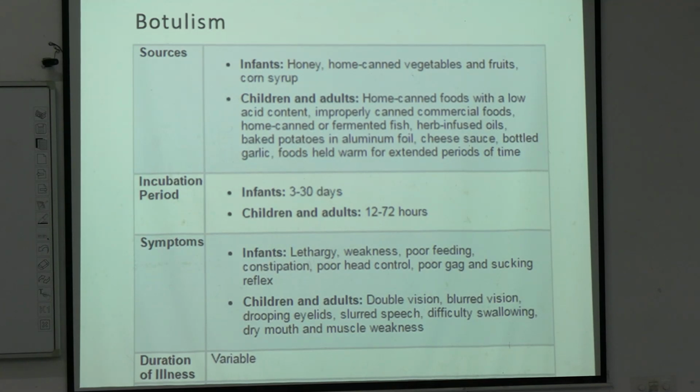This is the incubation period. In infants, it causes lethargy, weakness, poor feeding, constipation, poor head control, etc. In children and adults, it causes double vision, blurred vision, drooping eyelids, slurred speech, and difficulty in swallowing, and the duration of illness is variable. However, botulism is generally short-lived, though it can be fatal.